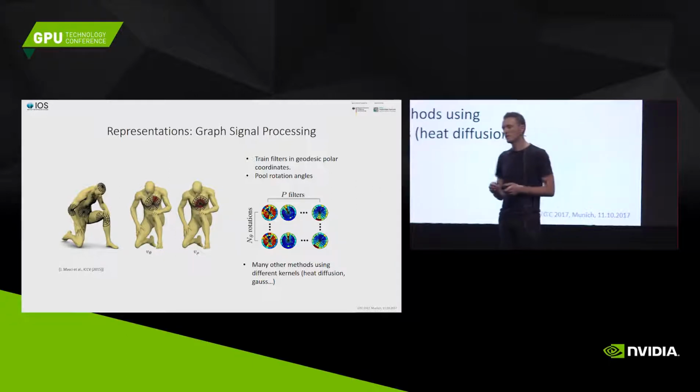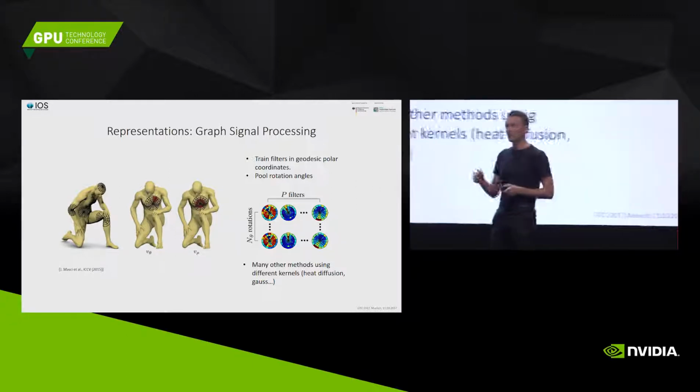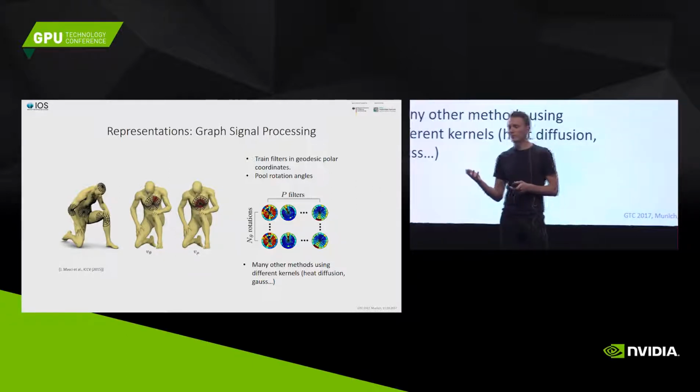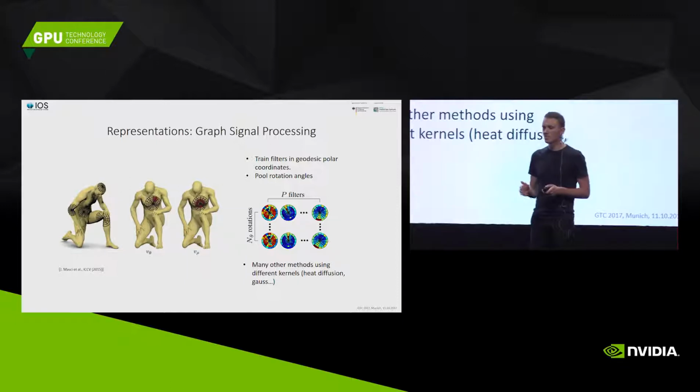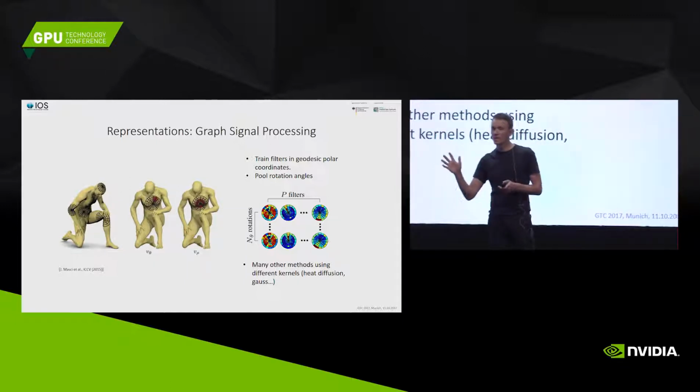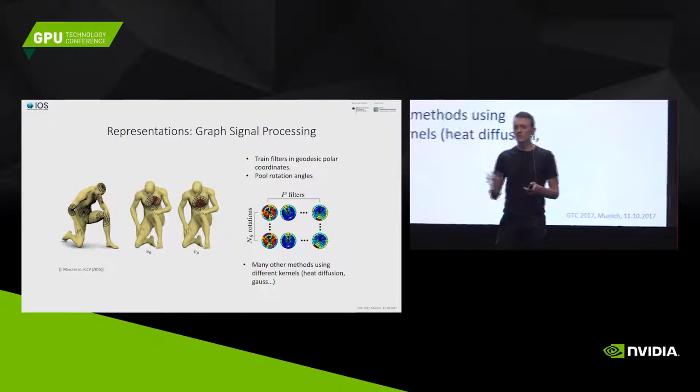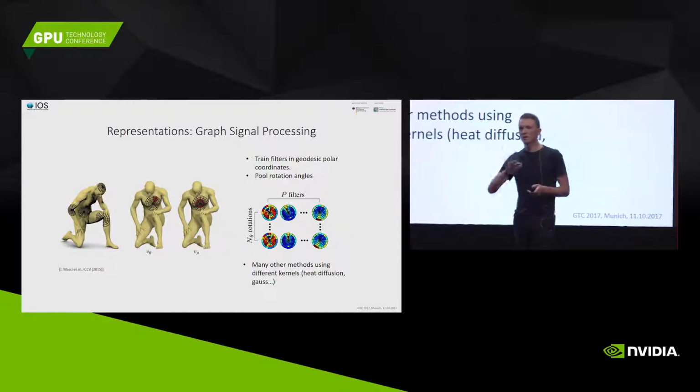What they are using is geodesic polar coordinates. This is the concept that you know from two-dimensional convolutional nets: correlate with a template. So you have these geodesic polar coordinates, and you move them along your surface, and you train them.